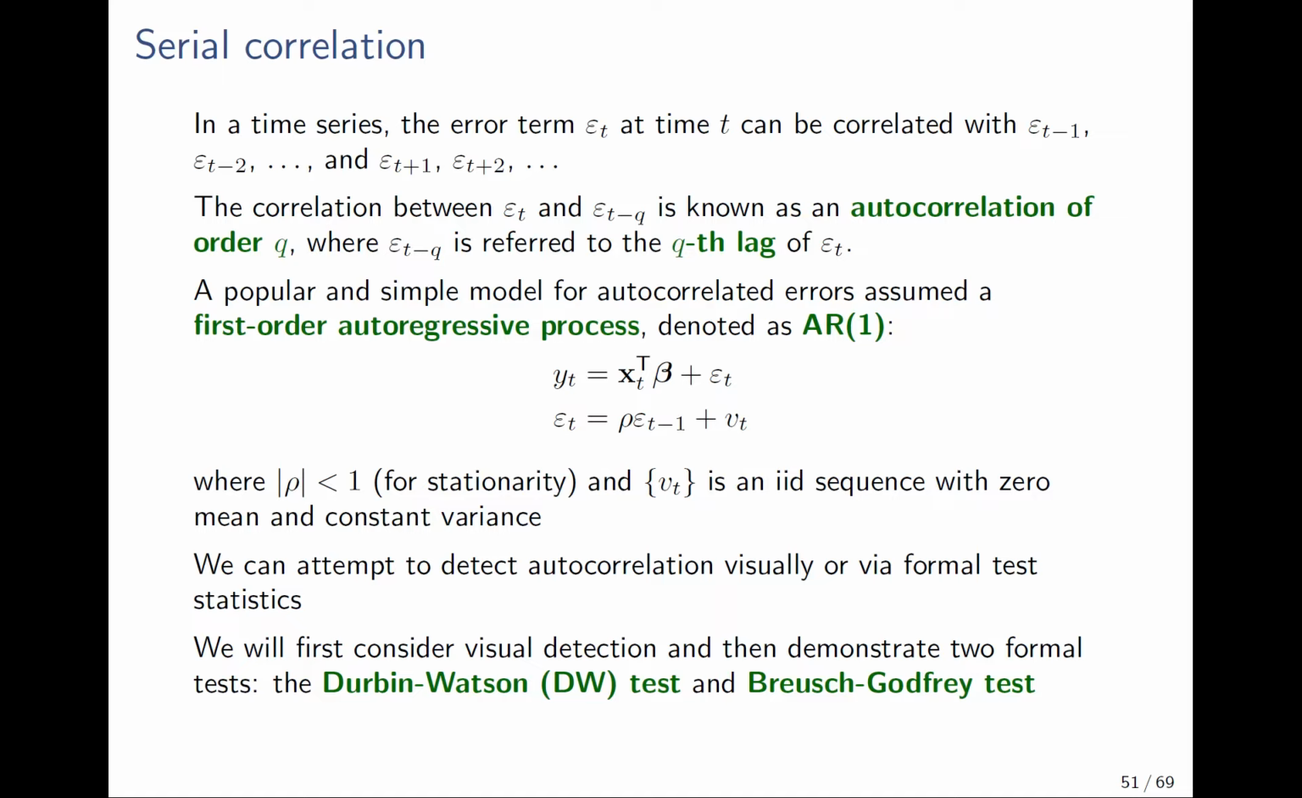Now, as with heteroscedasticity, we can attempt to detect autocorrelation visually or via formal test statistics. We'll consider visual detection first, and then look at one formal test, the test for AR1 errors via the Durbin-Watson test.